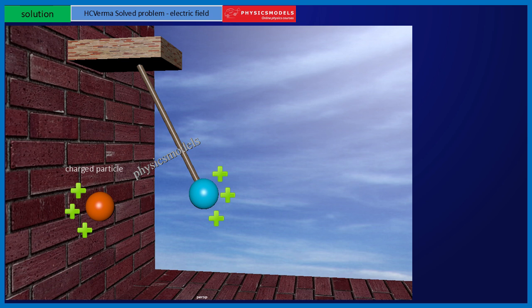The concept of the angle of the silk thread is simple. Assume the charge that's stuck on the wall has a positive charge. Therefore, the blue charge will acquire a positive charge. Both of them will repel each other, but balancing that is the weight of the second charge acting downwards and the string tension force which is acting along the string.